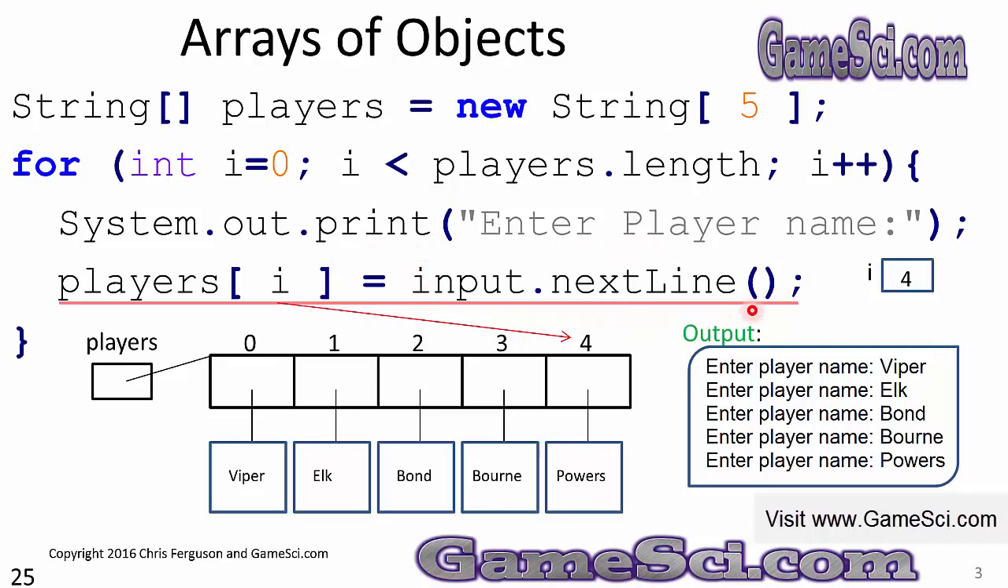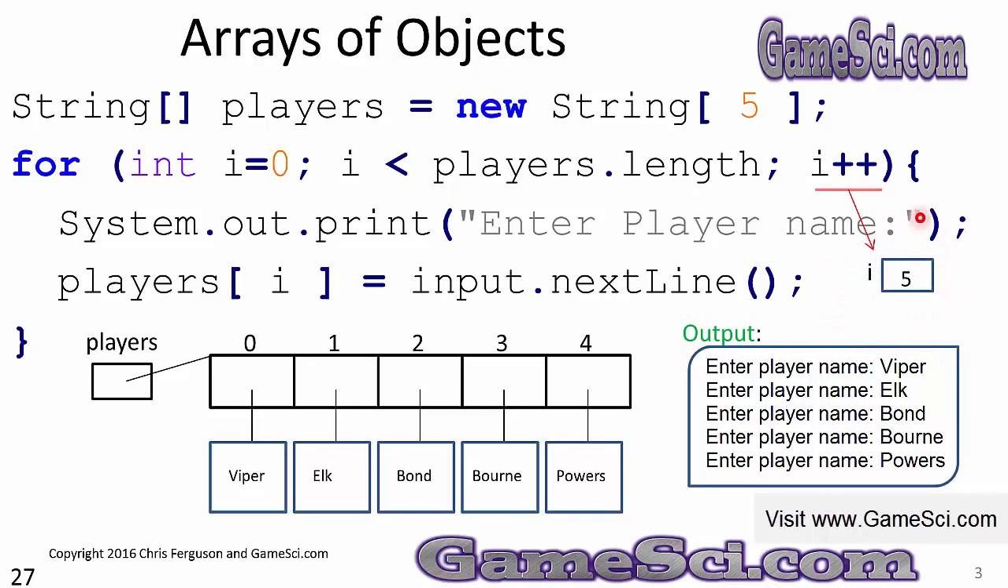Input.nextLine will wait for the user to type in letters. The user types in powers and hits the enter key. When the enter key is pressed, it will then return a string object, and that string object will be assigned to player's subscript I. I is 4, so powers gets assigned to position 4 of the array. Time to loop again, but something different is going to happen this time. I loop back up because whenever I hit the end of the for loop, I go back up and try and execute it again. This time I++ takes us to a 5.